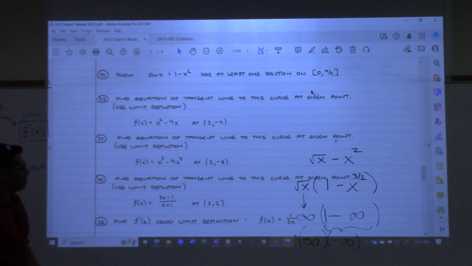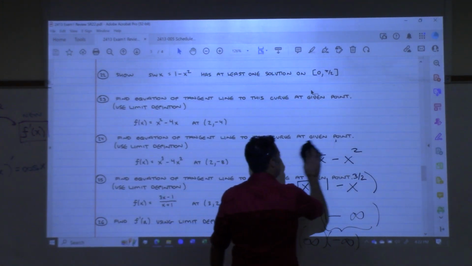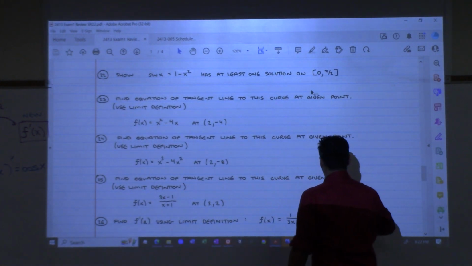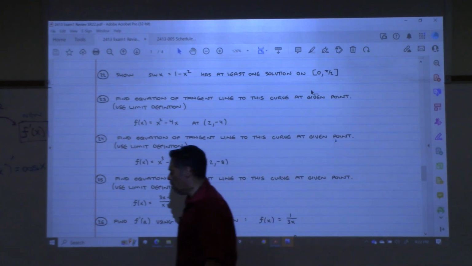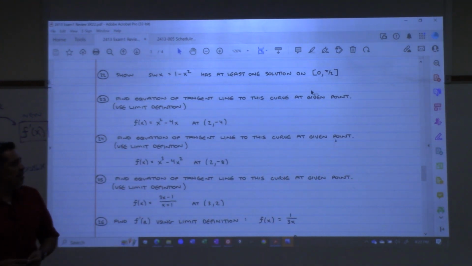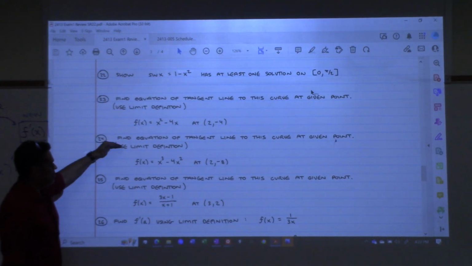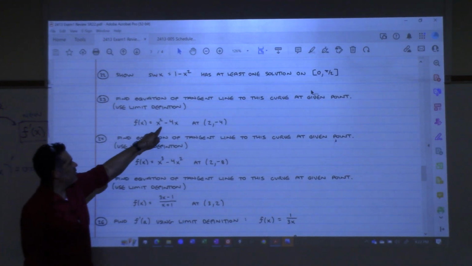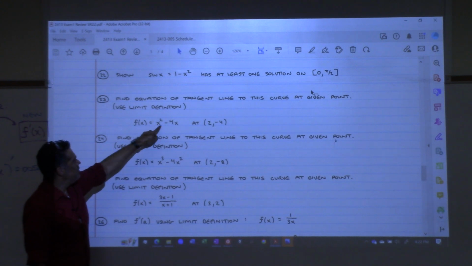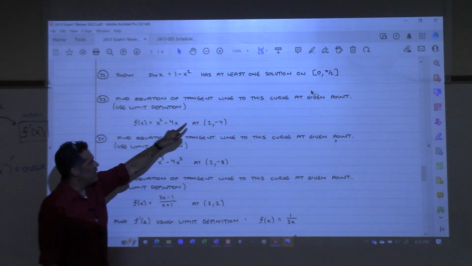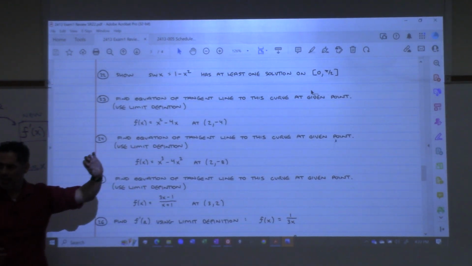All right, find the equation. We're almost out of time. Find the equation, find the equation, right? All those problems of the tangent line. And you have to use a limit definition for these. So you have to use a good old-fashioned limit definition. Find the derivative of this. I give you a point. You come up with the equation of the tangent line.